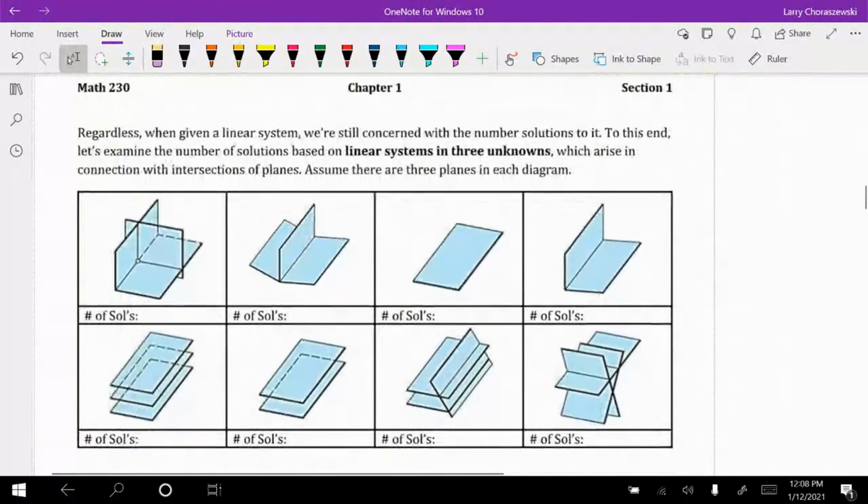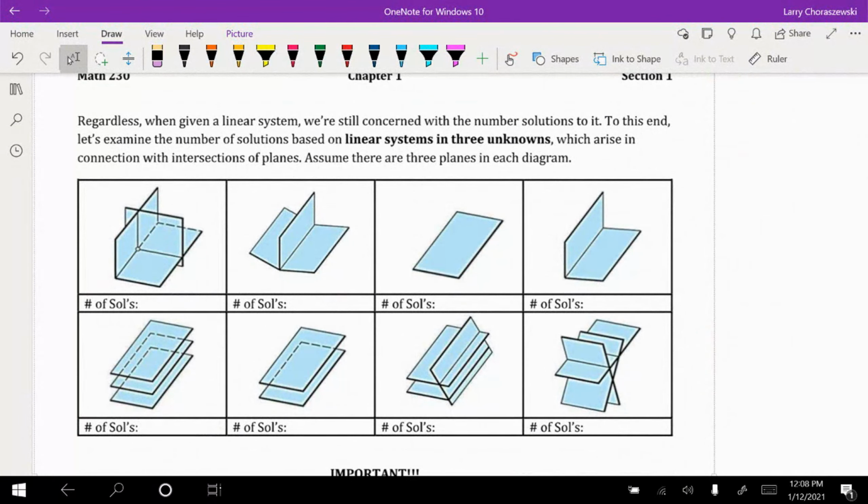So I want to take a look at the case where we have multiple planes plotted in the same three-dimensional coordinate system, and regardless of us increasing the dimension and changing the geometry of what our equations produce, we would still be concerned about the number of solutions to the system that corresponds to these entities. So we're now going to examine visually the number of solutions to linear systems that have 3 unknowns.